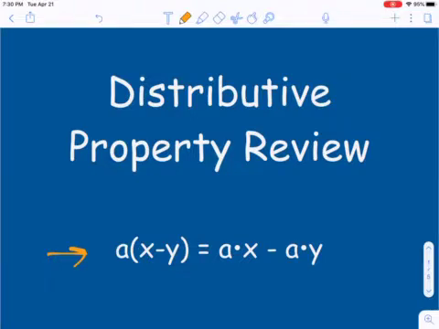What it says is that if you take a number and you are going to multiply it by a sum or a difference inside the parentheses, you take that number, or any kind of term, and you multiply it by the first term, and then you multiply it by the second term. It's called a distributive property because you distribute this term to both of the terms inside. When we say distribute, you're actually multiplying it by each term.